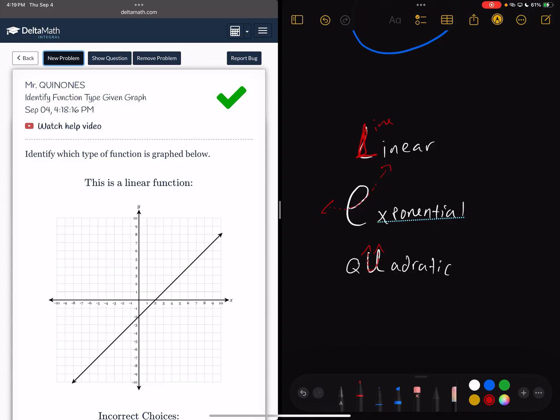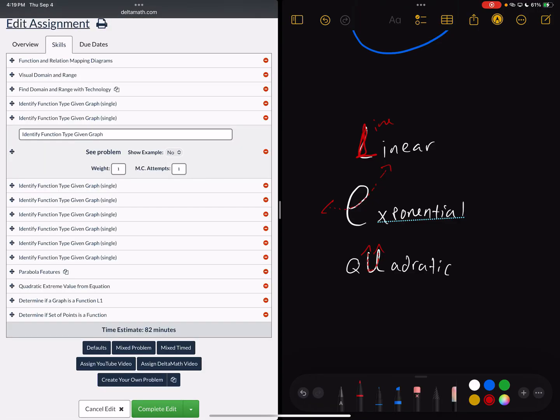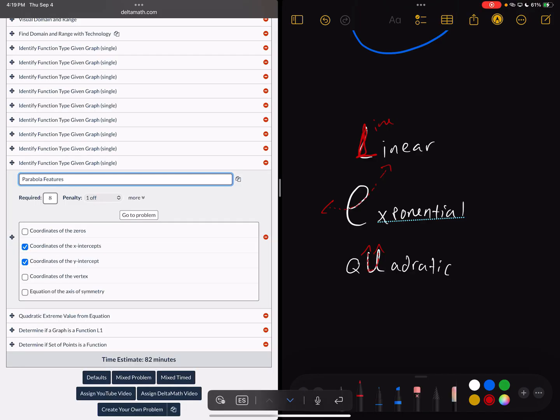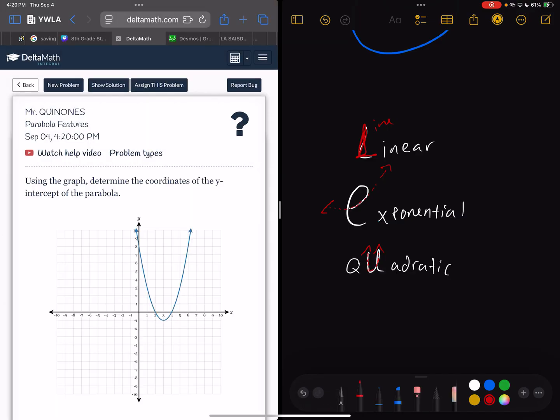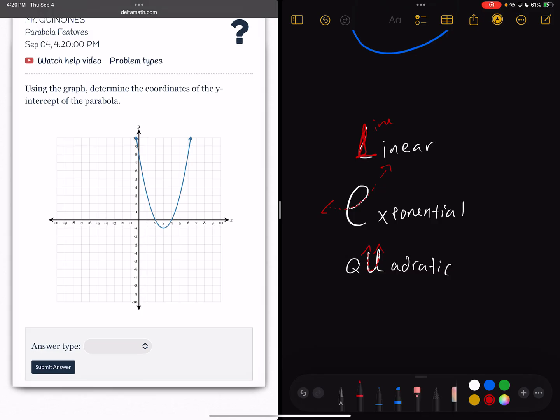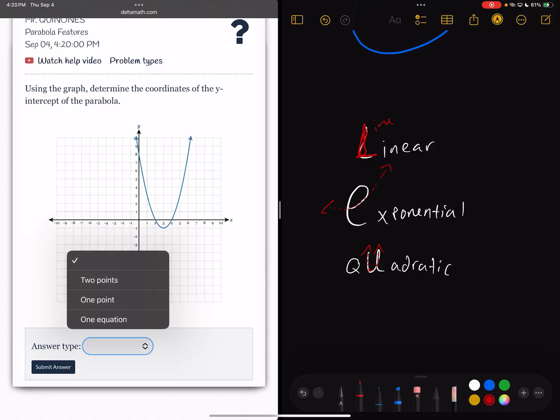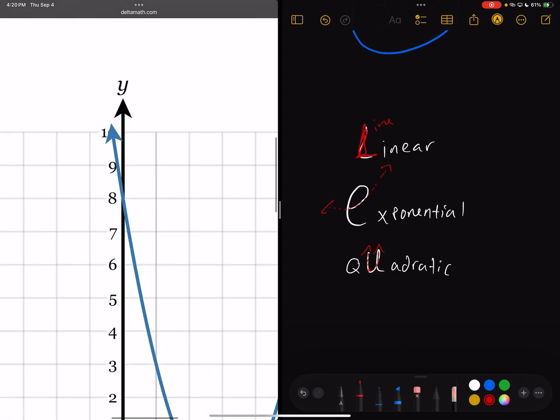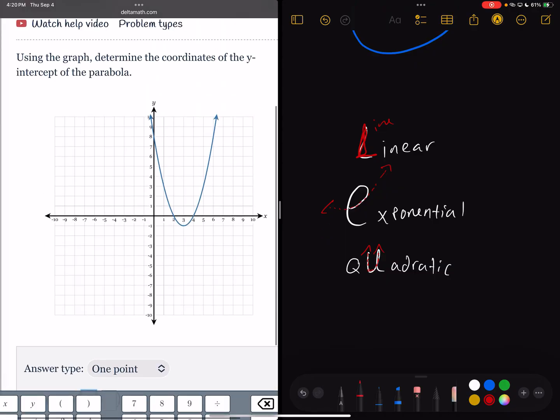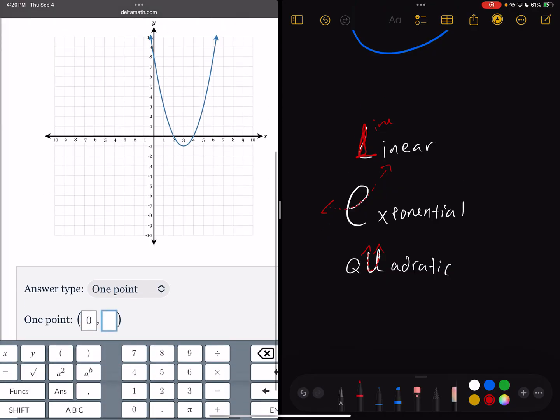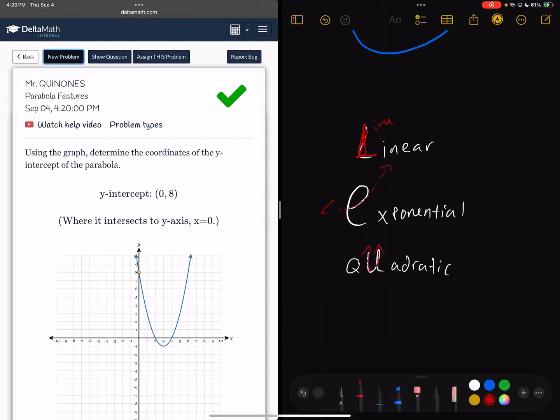Okay? Cool. Questions? All right. This one we called it parabola features, but in reality, I just need you to tell me a couple things. Where the graph crosses the x-axis, where the graph crosses the y-axis. In this case, it's asking for when the graph is crossing the y-axis. How many points is that? 1 or 2 points? All right, it's 1 point. I'm noticing it's right there. So all I need to do is tell Delta Math exactly where it's at. That is (0, 8). Good? Everybody okay?